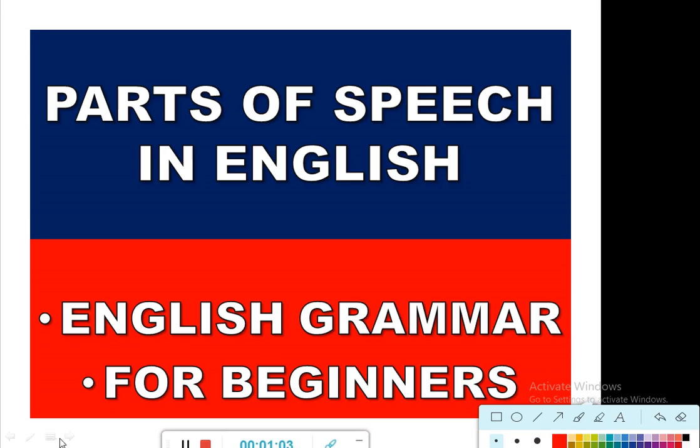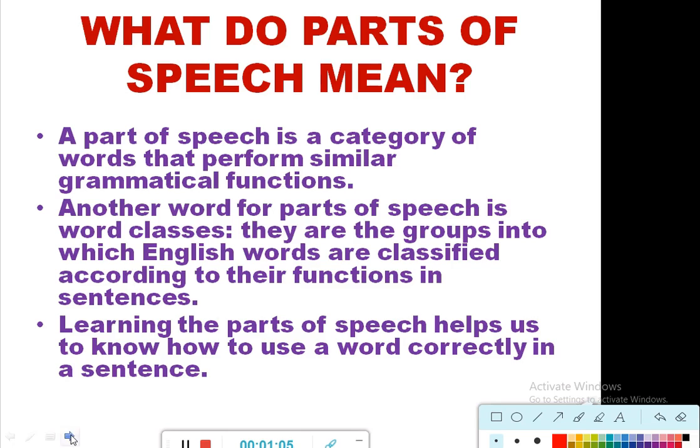Let's dive into the lecture right away and look at the meaning of parts of speech. What do parts of speech mean? A part of speech is a category of words that perform similar grammatical functions. Another word for parts of speech is word classes. They are the groups into which English words are classified according to their functions in sentences. Learning the parts of speech helps us to know how to use a word correctly in a sentence.